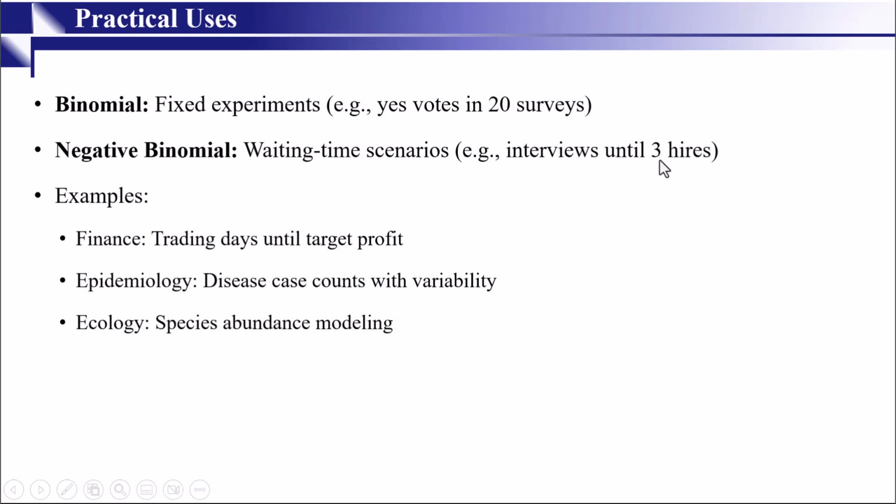Binomial can be used for fixed experiments, like counting yes answers in 20 surveys. A negative binomial suits waiting-time scenarios, for example, interviews until 3 hires are found. In finance, we can model scenarios like trading days until a target profit, or credit applications before finding qualified borrowers. In epidemiology, it can fit disease case counts with high variability. In ecology, it can model species abundance, like bird populations with clustered distributions, etc.